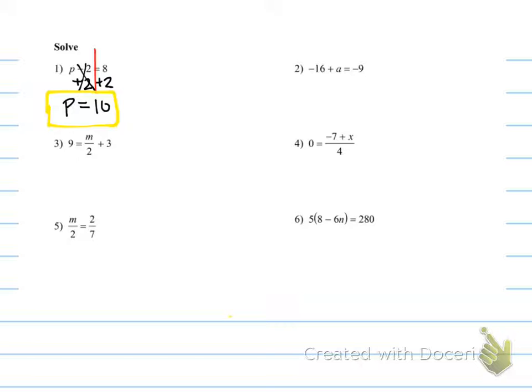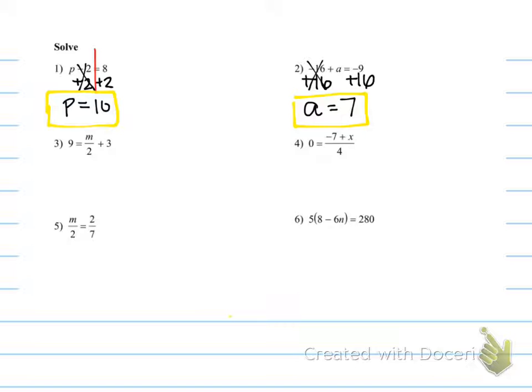Okay, so for number 2, our goal is to solve for a, so we need to get rid of that -16. The inverse operation is to add, so +16 on both sides of the equal sign. So these cancel out, leaving me with just a, which is what we wanted. And then -9 plus 16 gets me 7. So a equals 7.